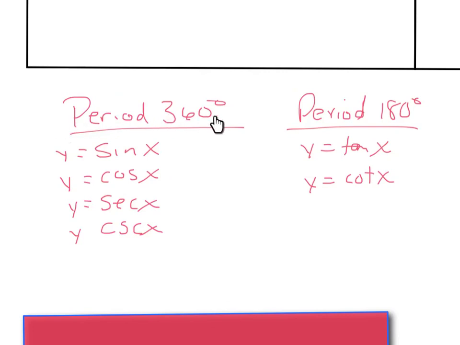I just want to make sure this is clear. The period of 360 degrees, the functions that have that are sine, cosine, secant, and cosecant. The ones that have a period of 180 degrees are tangent and cotangent. Period, once again, is the horizontal length before it repeats itself. Sine, cosine, secant, and cosecant have 360 degrees of unique shape. Tangent and cotangent have 180 degrees of unique shape.